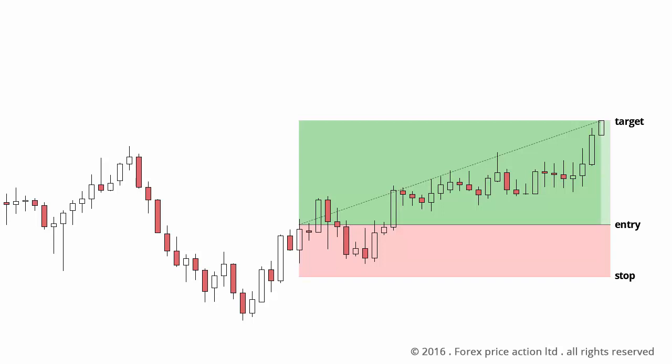But a trend's strength does not end with highs and lows. There are more factors to consider when looking at trends, and we're going to look at those in the next video.